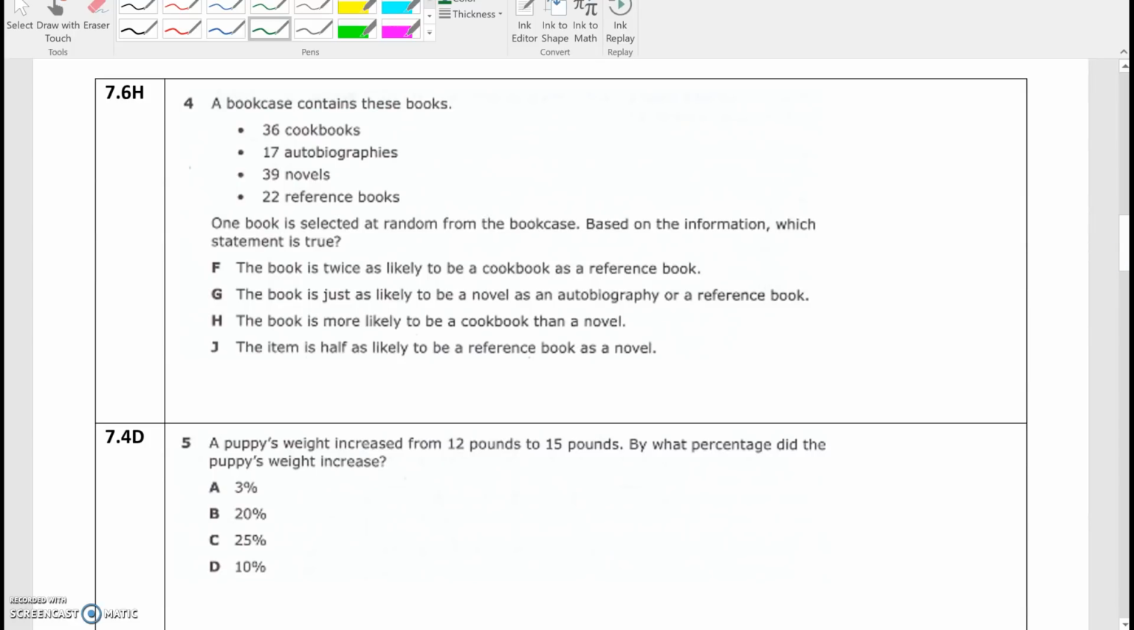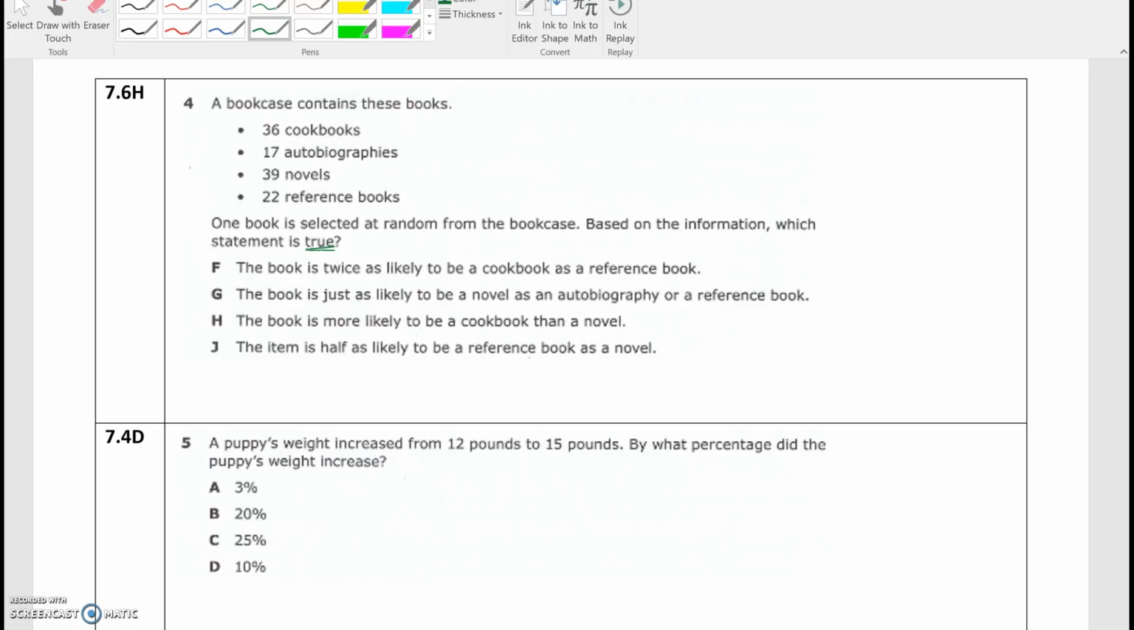Number 4 says a bookcase contains these books: 36 cookbooks, 17 autobiographies, 39 novels, 22 reference books. 1 book is selected at random from the bookcase. Based on the information, which statement is true? Okay, so basically what we need to know is which is true. And then you're going to go ahead and make sure you're text coding your answer choices to decide and determine the correct answer.